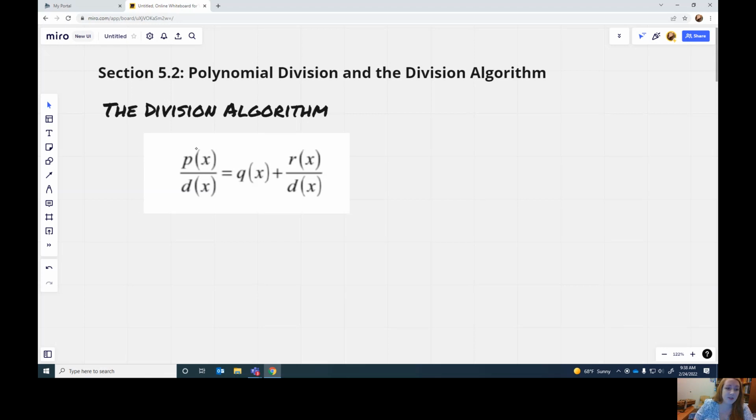We're going to start off and talk about the division algorithm. This is going to help us figure out how to write our answers. This is the division algorithm, and it looks kind of complicated, but once I tell you what all of these functions represent, I think it'll be pretty straightforward. So here we have P of x divided by D of x equals Q of x plus R of x over D of x. Up here in the top, we have some polynomial being divided by some divisor.